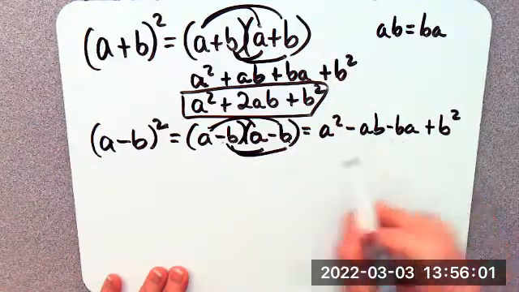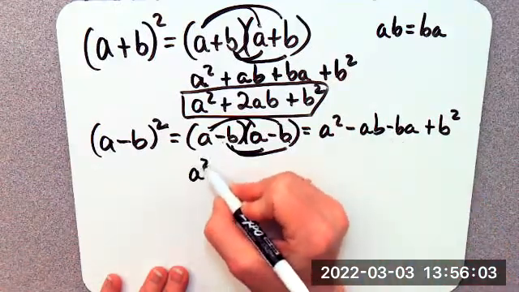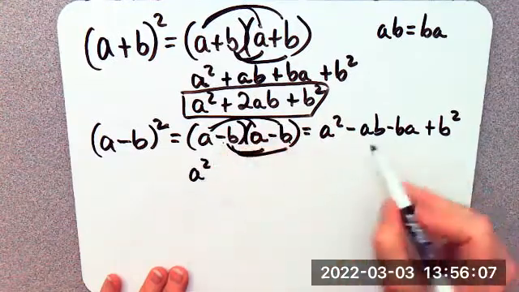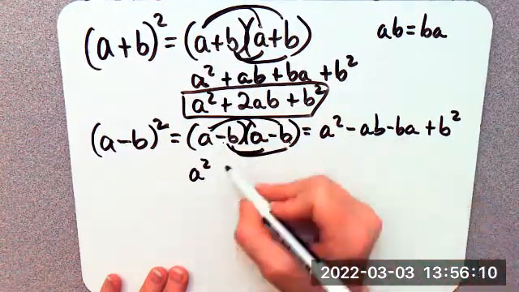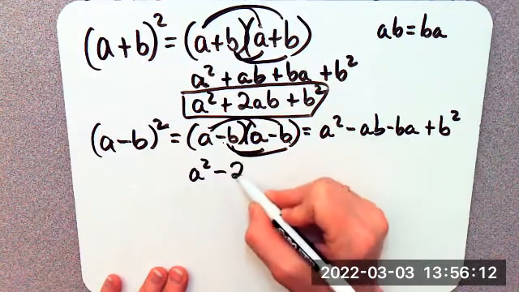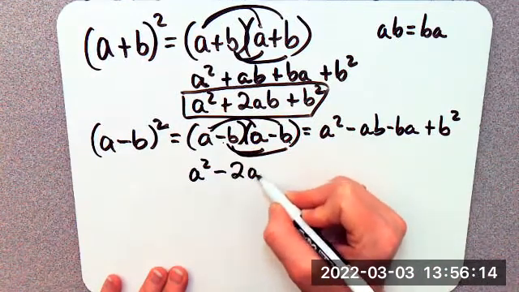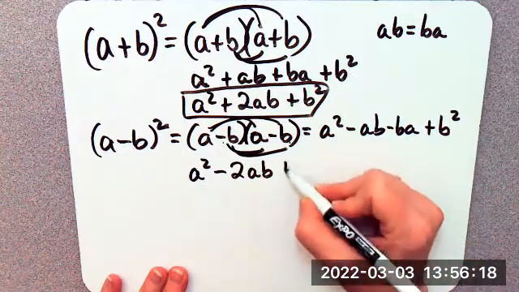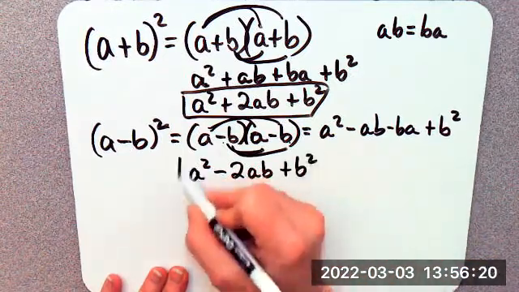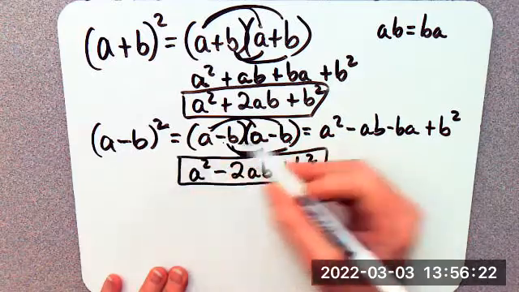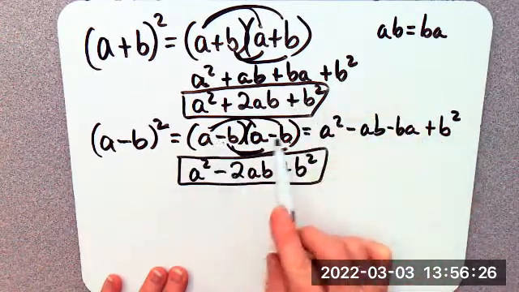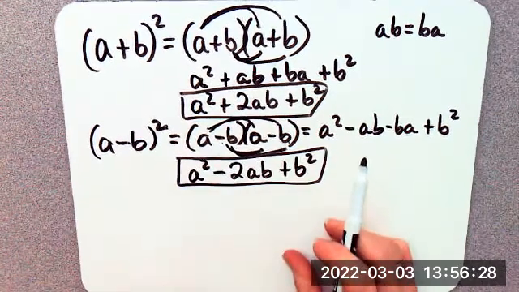So these two are identical again, so we get a squared plus... whoops, not plus, that's minus ab, so we're getting more in debt. So negative 2ab. So we're adding to our debt. And then plus b squared. So that's why this third term of the trinomial, the sign in front of it is still positive, because we have a negative times a negative.